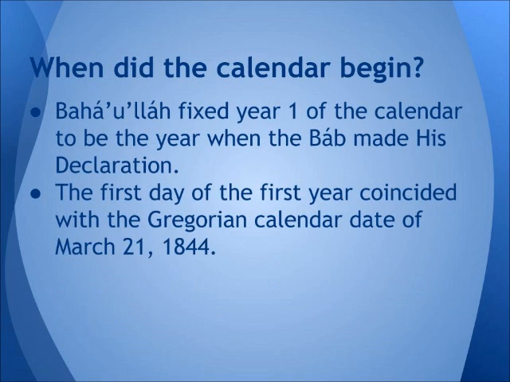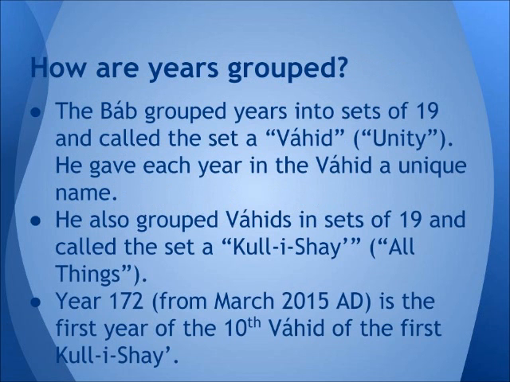Baha'u'llah fixed year 1 of the calendar to be the year when the Bab made his declaration. The first day of the first year coincided with the Gregorian calendar date of March 21, 1844. The Bab grouped years into sets of 19 and called the set a Vahid. Vahid means unity. He gave each year in the Vahid a unique name.